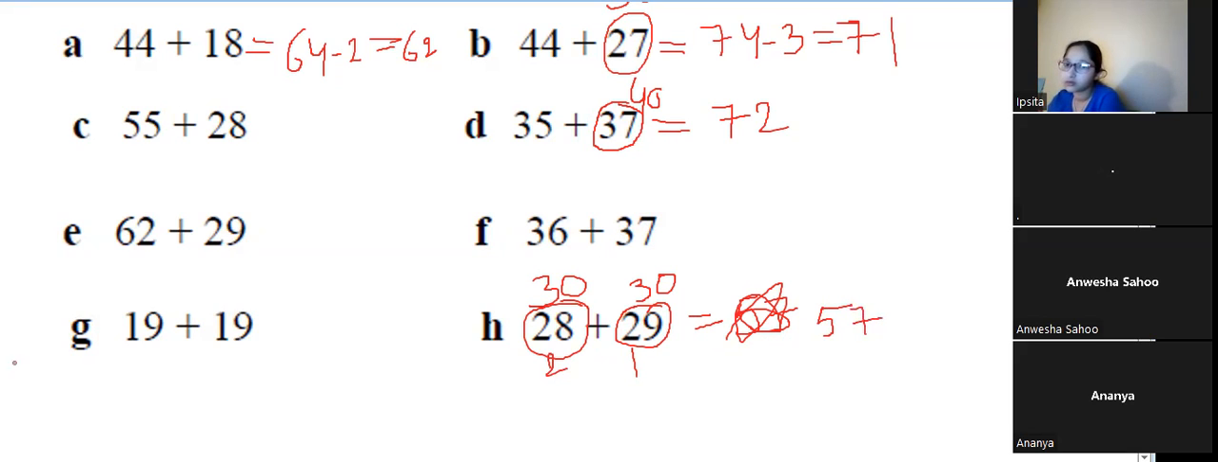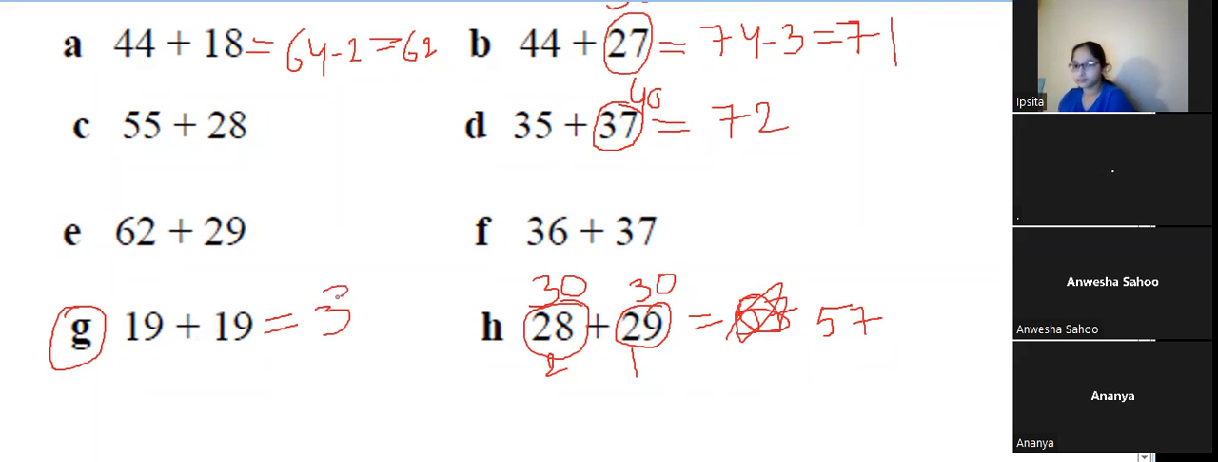So applying this, tell the answer for this. Instead of 19 plus 19, we'll do 20 plus 20. 20 plus 20 is 40. How much did I take extra? 1, 1, 2. 2 extra. So 40 minus 2 is 38. 38.